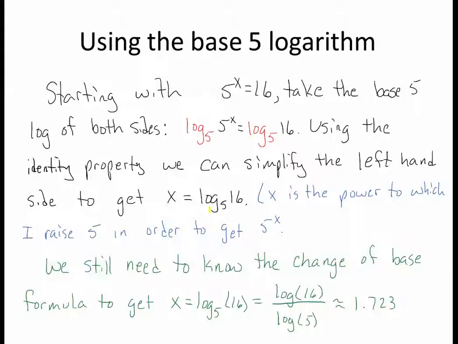This is the exact same answer as we had using the definition, but now we still need to know the change of base formula in order to get log base 5 of 16 is equal to log of 16 divided by log of 5, which is once again approximately 1.723 if we round to 3 decimal places.